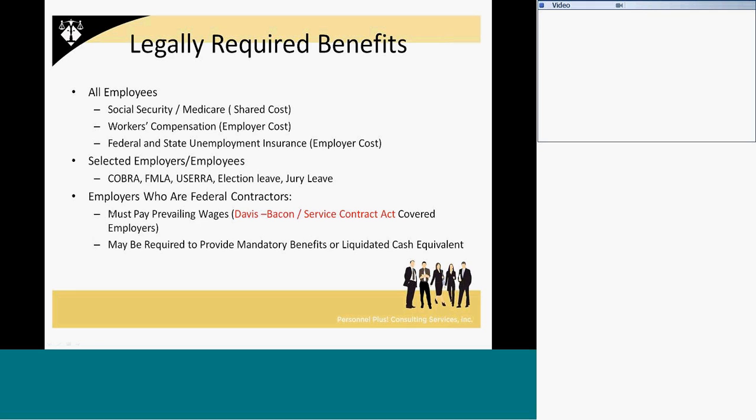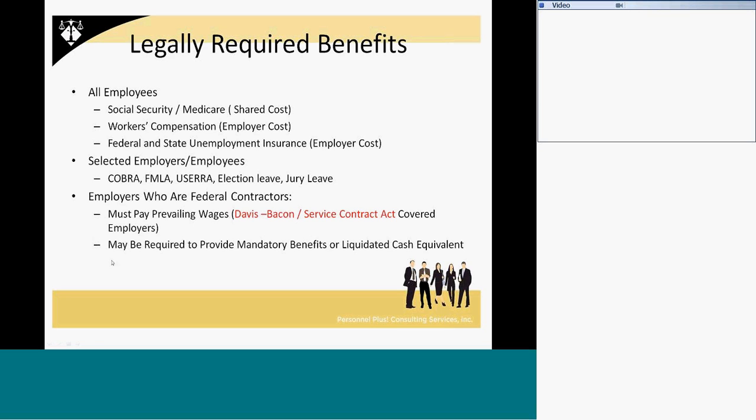Some employers are subject to COBRA, FMLA, USERRA, and whatnot, but whether or not you're covered depends on your situation. COBRA, for example, is dependent on the number of employees. FMLA is dependent on the number of employees. USERRA, which is the law that deals with time off for people in the military, is based on whether or not you have any employees who are in the military. Election leave is kind of state by state. Jury leave is state by state and dependent on summons.